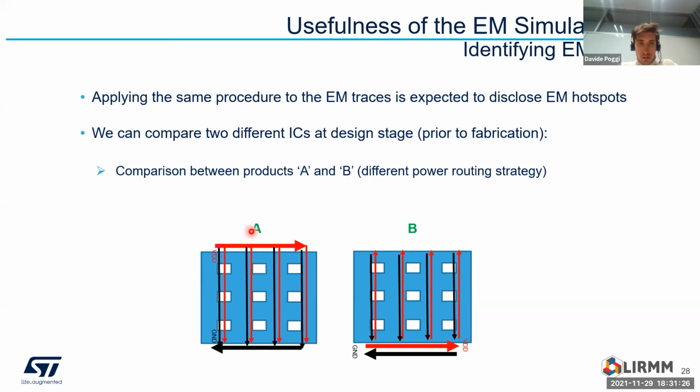So in product A, we have the current flowing in the VDD rails and in the ground rails in the same direction. And product B has a little countermeasure, so the current flowing in the VDD rail flows in the opposite direction to the ground rail. So normally we should observe a little compensation of the magnetic field. So product B should be more resistant to EM SCA attacks.